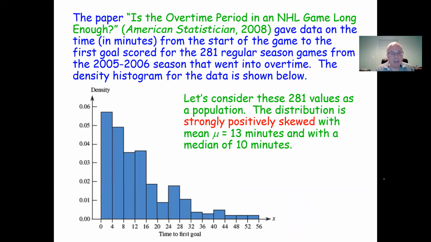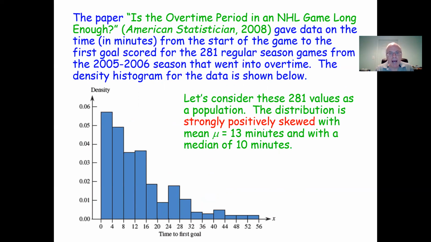Okay. Notice here that in this case, this looks horribly skewed. It's skewed right, isn't it? They call it positively skewed. It means the same thing. It means the tail is going towards the right. It has a mean of 13 minutes and a median of 10 minutes. Okay, but it's skewed.